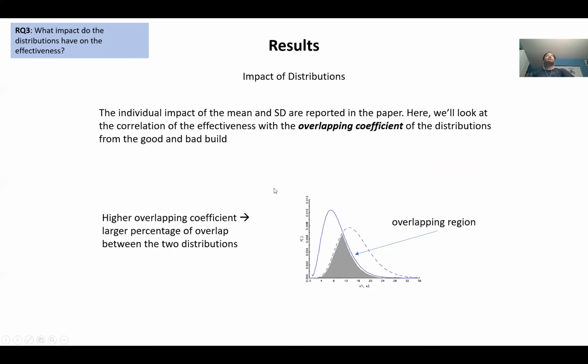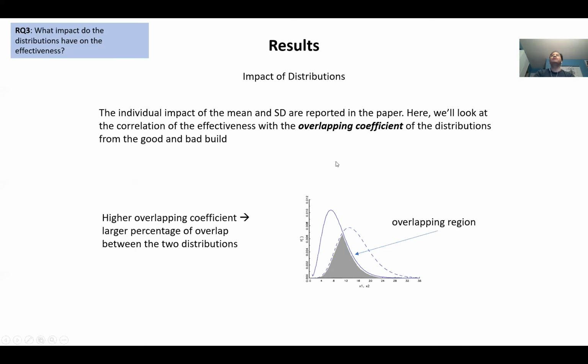All right, so the next one is the impact of the distribution. So what impact did the distributions have on the effectiveness? Okay, so one thing to note first is that the individual impacts of the means and the SDs are also reported in the paper, but I'm not going to go through all of those here. For this presentation, I'm going to focus exclusively on what we call the overlapping coefficient.